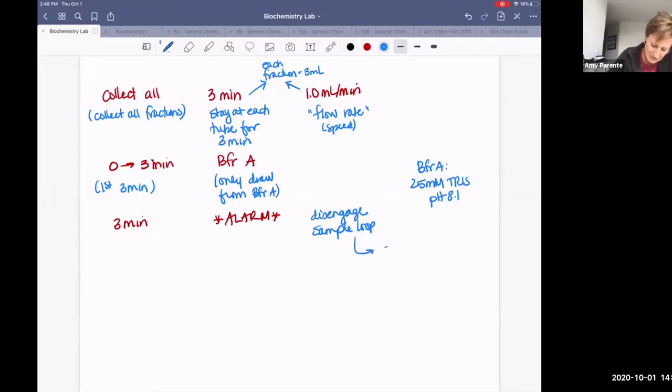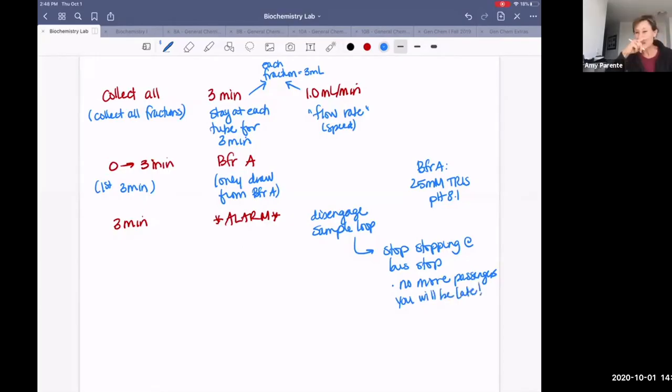We're telling the system to stop stopping at the bus stop. There's no more passengers. We've picked up all our sample, and you are going to be late. Which means, from an experimental standpoint, we're going to think something's happening at a certain time, but we're going to be off because everything got backed up.